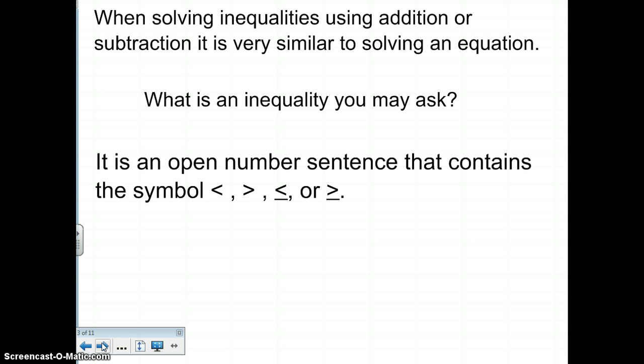So again, as I stated earlier, very similar to solving equations. The big difference with an inequality is that we have one of the four inequalities below rather than having an equation with an equal sign. So that's the main difference between an equation and an inequality. As we start working with multiplication and division of positive and negative numbers, we'll notice a couple other issues as well, but today that doesn't pop up.